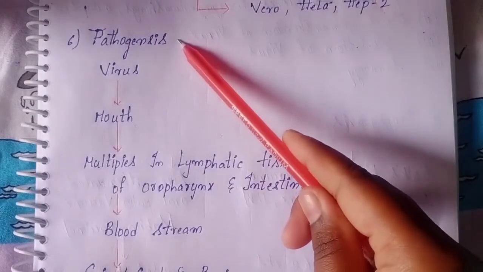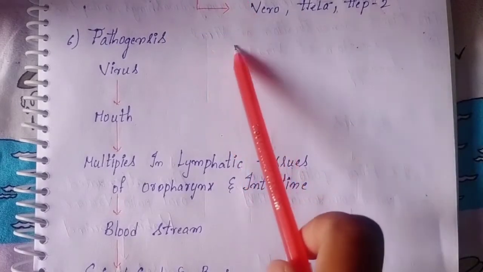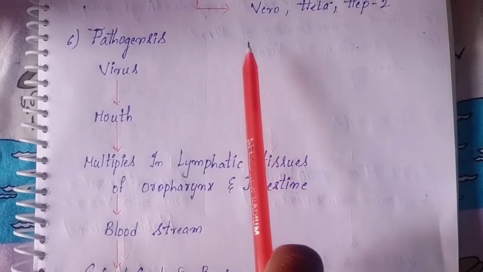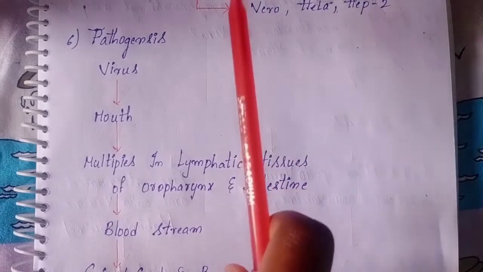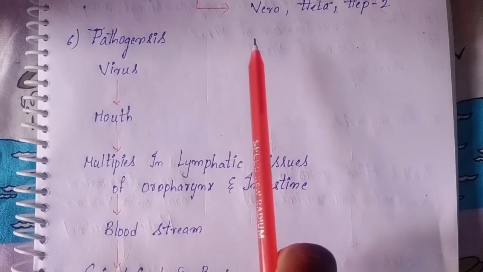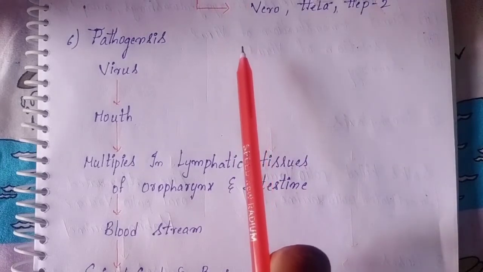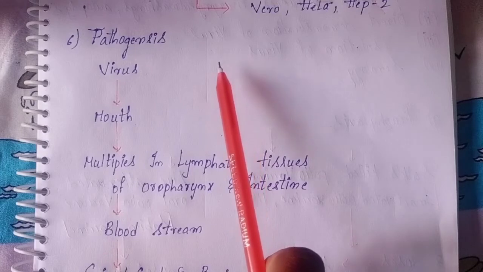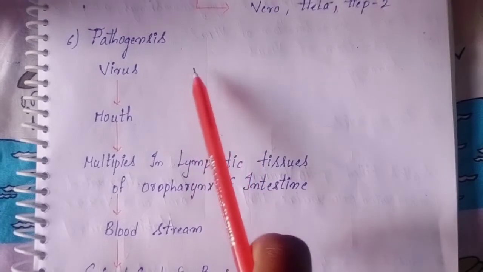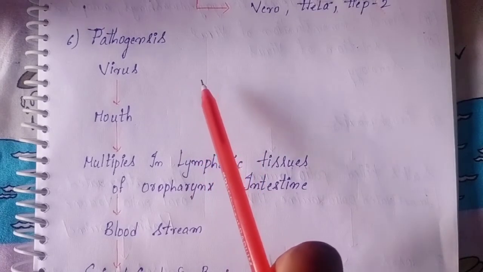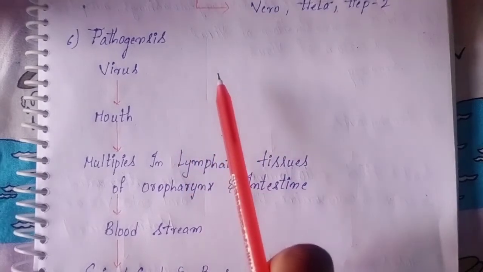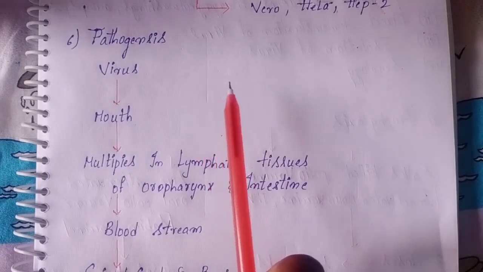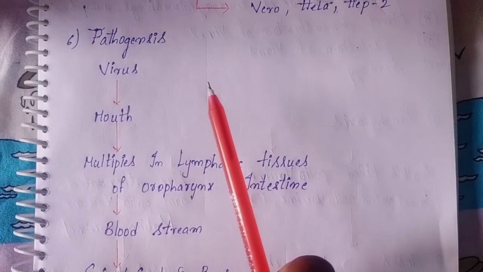Sixth one is pathogenesis. Natural infection occurs only in humans. Children are the most susceptible. The virus enters the body by ingestion. It multiplies in both the oropharynx and intestine. Therefore, the virus can also spread by pharyngeal secretions. During the first week of illness, no intermediate host is known.